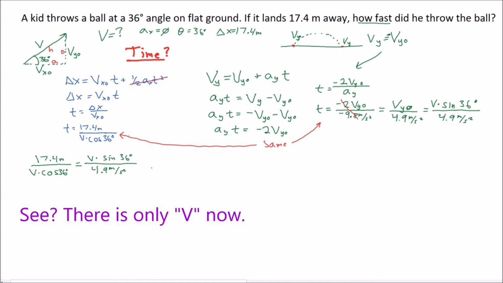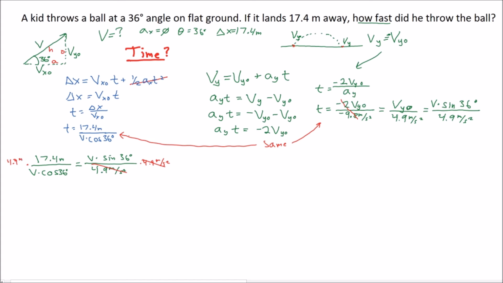Okay, so let's start to clean this up a little bit. I'm just going to multiply both sides by 4.9. So 4.9 meters per second squared should cancel that out. And whatever we do to one side, we have to do to the other. So 4.9 meters per second squared. And what that leaves me with is, well, the units are going to be interesting, but 85.26 meters squared per second squared divided by V times cosine of 36 degrees is equal to V times the sine of 36 degrees.